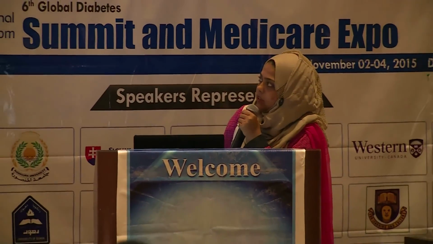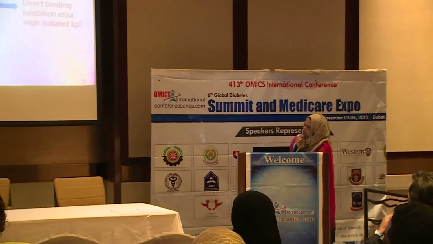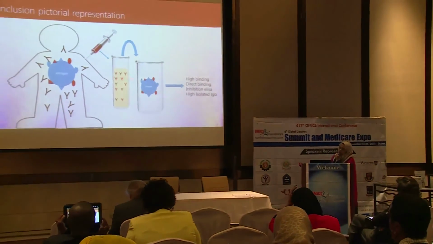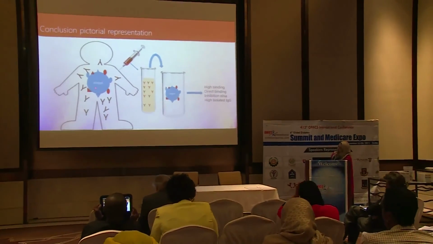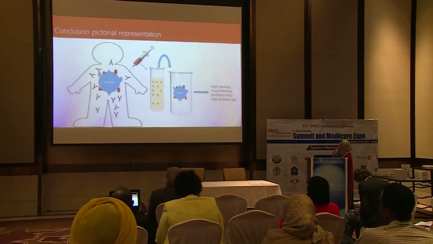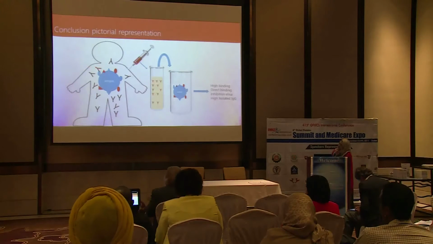So this is a pictorial representation of what I wanted to show: in diabetic patients there is glycoxidation that leads to the generation of new epitopes on IgG. This is an antigen, IgG. This is the in vivo situation of what I have explained in vitro. So IgG has neoepitopes due to glycoxidation. These neoepitopes resulted in generation of antibodies in diabetic patients.